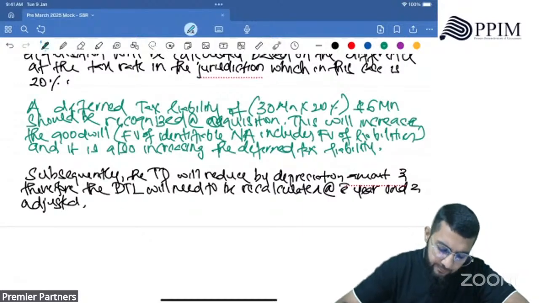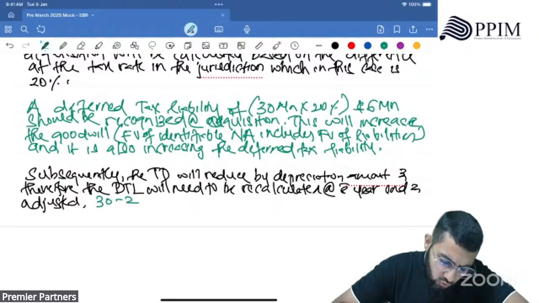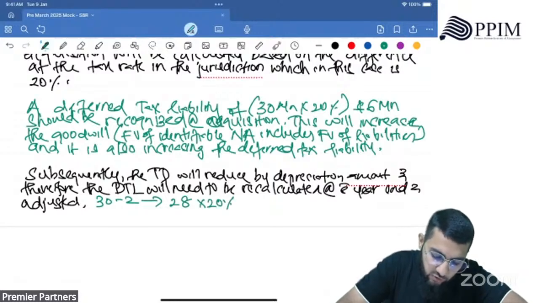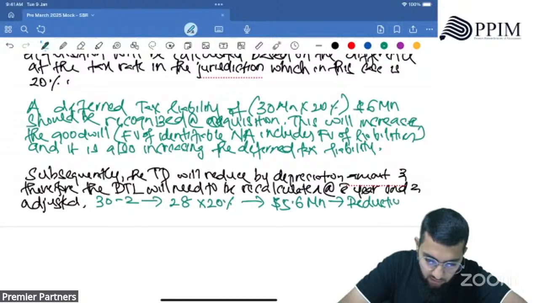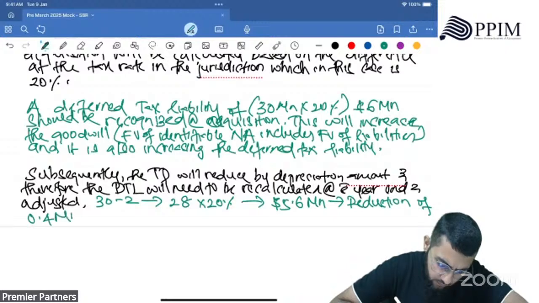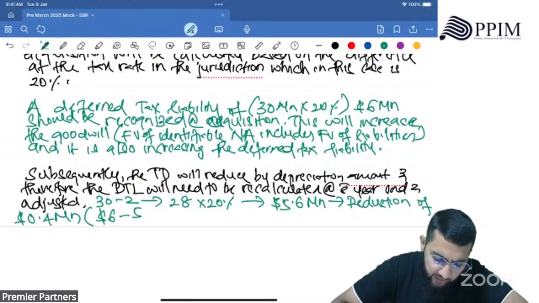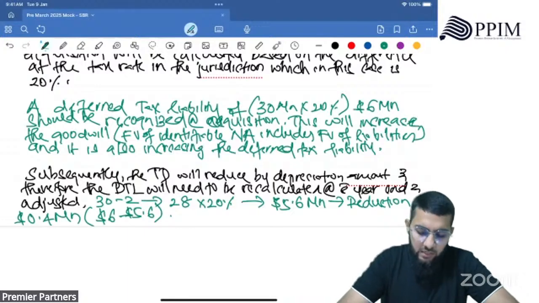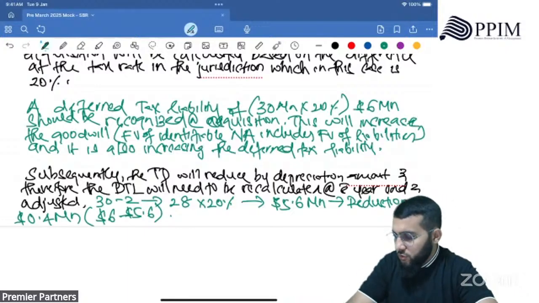In this case, 30 minus 2 equals 28. 28 is the new temporary difference. Into 20% is going to be the new deferred tax, 5.6 million. Which means a reduction of 0.4. How? 6 minus 5.6 is 0.4. Clear? So now we can do that adjustment also.